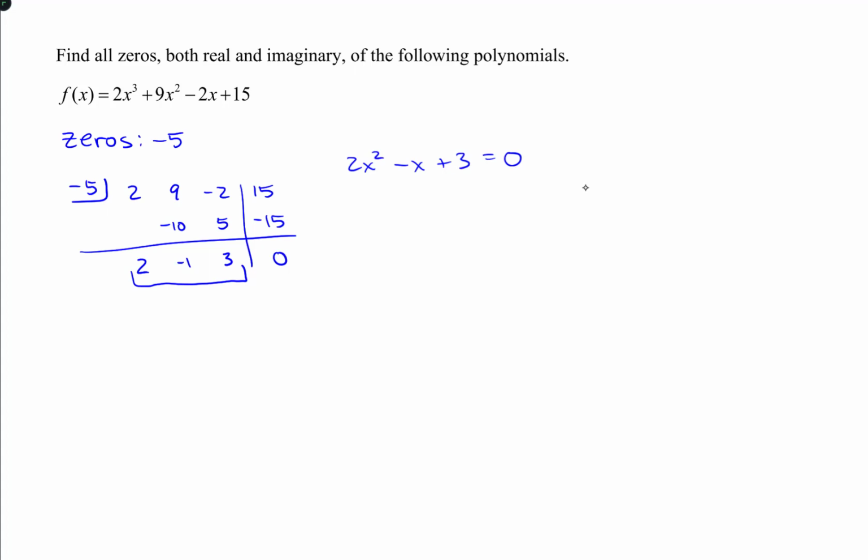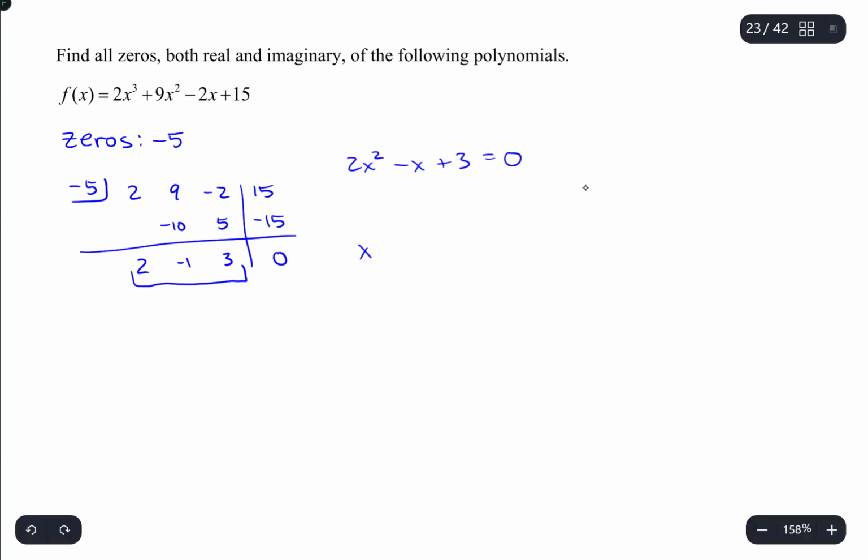Now, normally I would choose completing the square, but in this case, if I go through the steps of completing the square, I'm going to have to divide through by this 2, which is going to give me some fractions to work with, and the process just gets more and more difficult from there. So in this case, I will use the quadratic formula.